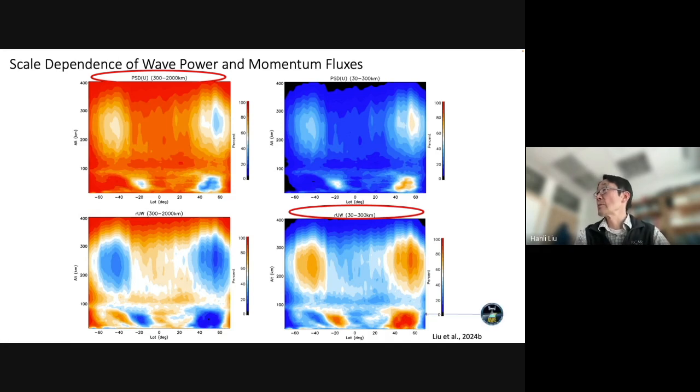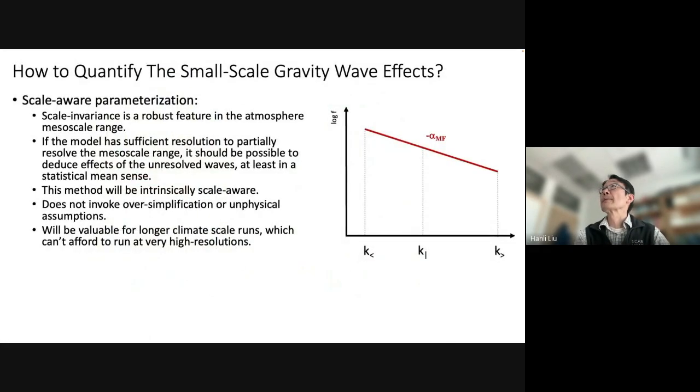This is very important, and of course the question is, how do we quantify that small scale part? So this is the outlook part, and sorry, I'm a little bit late, but I'll try to finish in a few minutes.